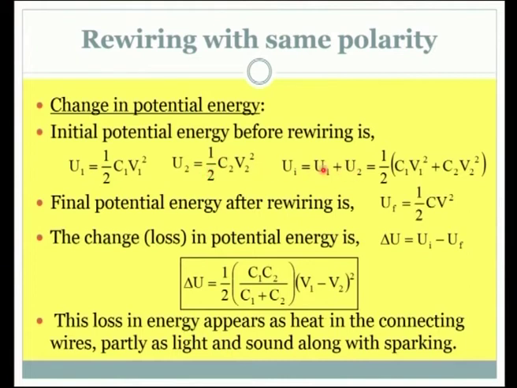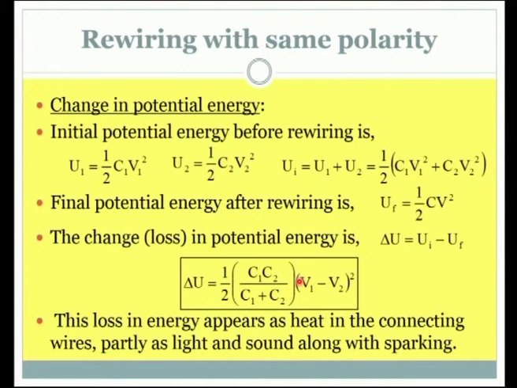Now, the initial energy is the summation. The final energy, if you take, is of CV square. What is the C? C is the common capacitance and V is the common potential. So, when we plug in the values, I have not shown the mathematical simplification, but would like to give the final expression. When we do that and subtract the final from the initial, we get a positive value.